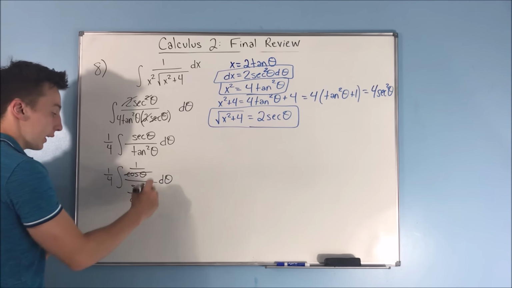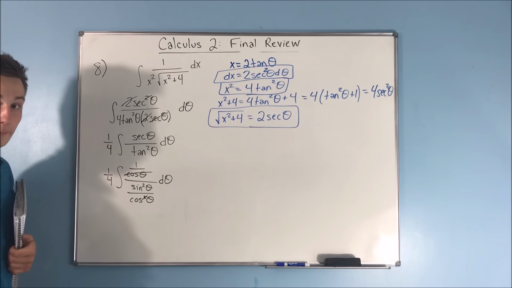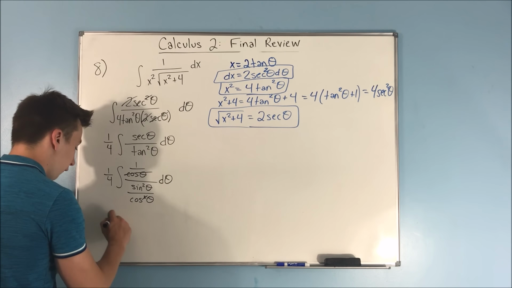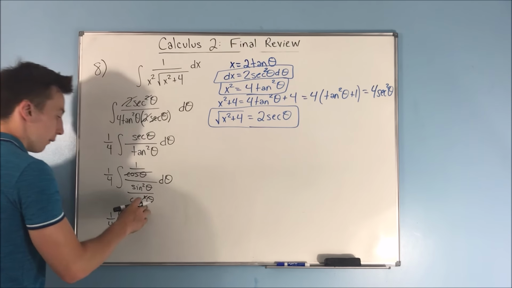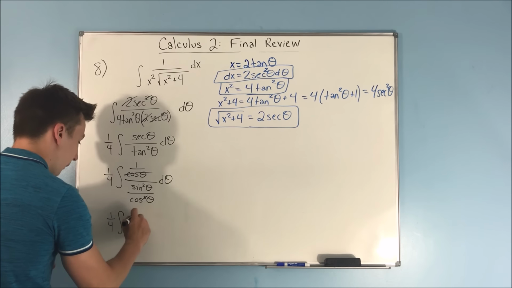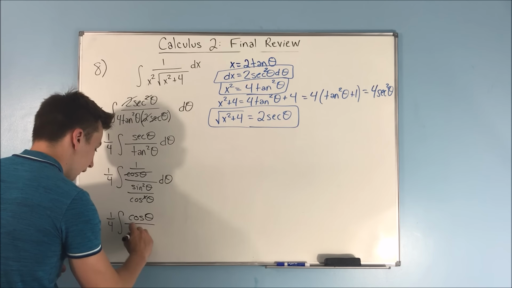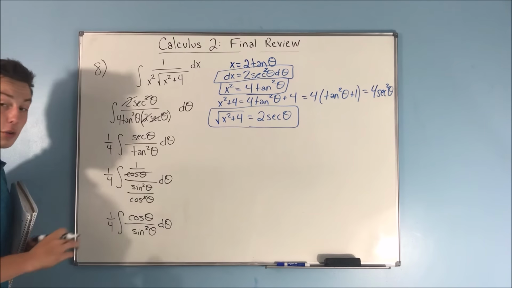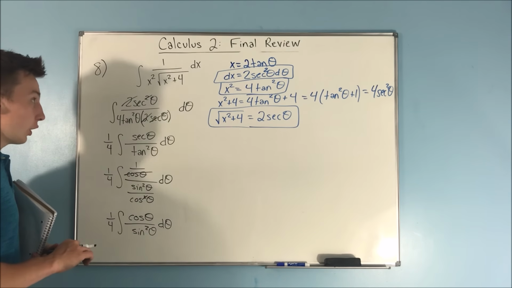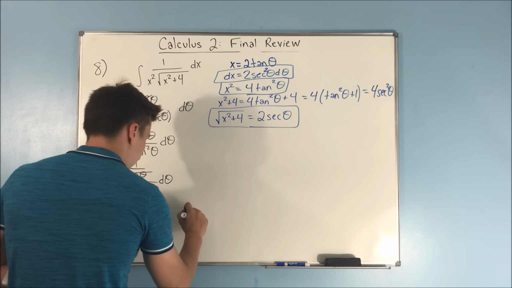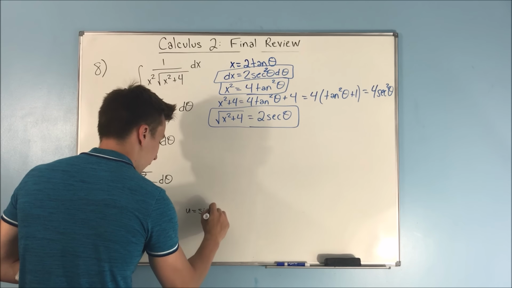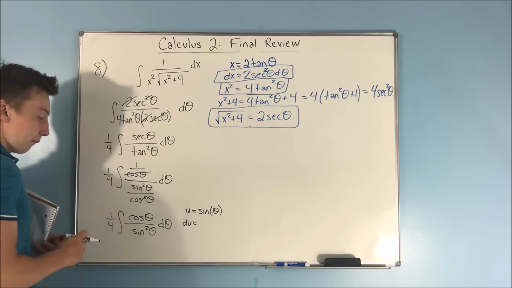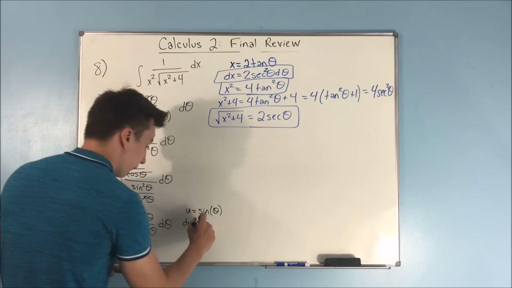Now this cosine theta gets crossed out with this square on the bottom cosine theta, and you're left with 1/4 the integral of, this cosine will get flipped up, cosine theta over sine squared theta d theta. Okay, and now you can do that u substitution. So set u equal to sine theta. Du will be equal to cosine theta d theta.